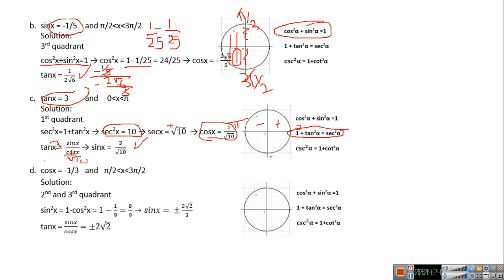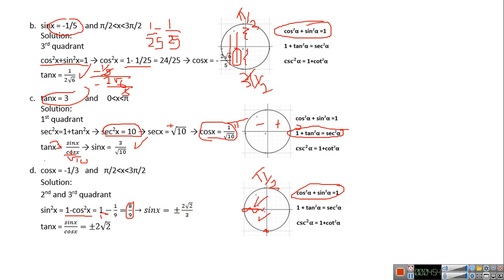Now cosine x, first of all, is between pi over 2 and 3 pi over 2. Here is 3 pi over 2. So cosine x is negative. We know that in the second and the third quadrant, cosine is negative. So it can be in the second or in the third. We start with cosine x and use this one: sine square x equals 1 minus cosine square. So 1 over 9, same denominator, 9 minus 1 over 9, so 8 over 9.